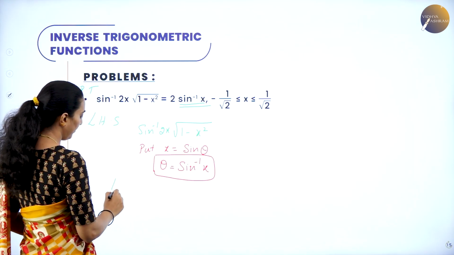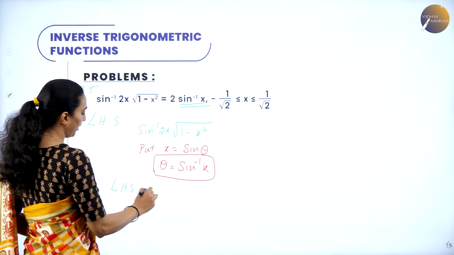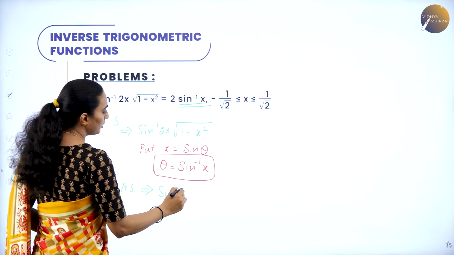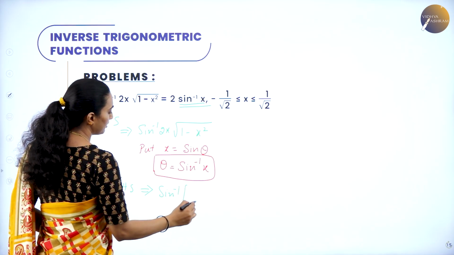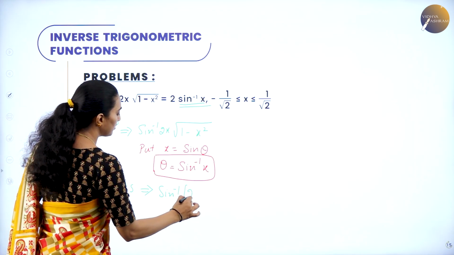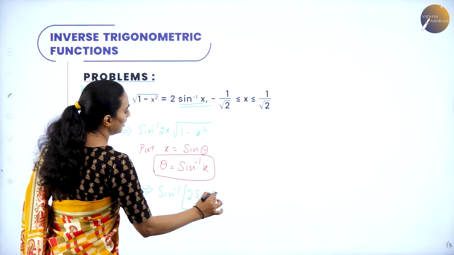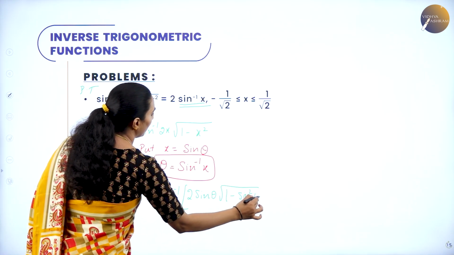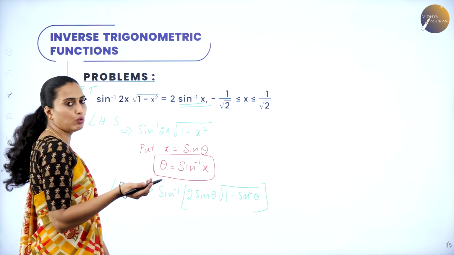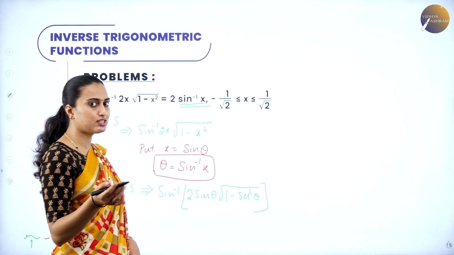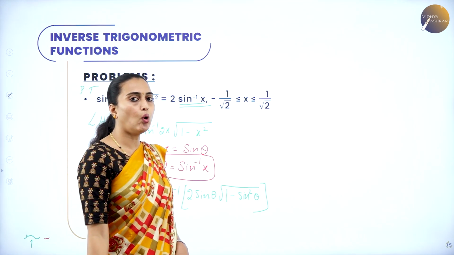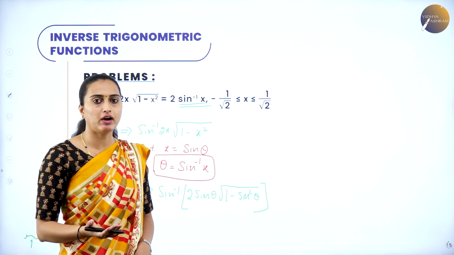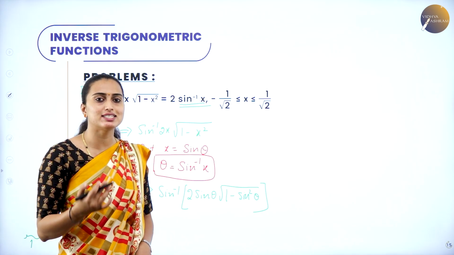Sin inverse of left hand side implies sin inverse of 2 into x, I am going to open the bracket since I am doing the substitution: 2 sin theta under root 1 minus x squared, that is sin squared theta. Sin theta whole squared is sin squared theta. Cos theta whole squared is cos squared theta. Cos theta whole cube is cos cube theta. Therefore, cos theta whole power n is cos power n theta. Sin theta whole power n is sin power n theta.